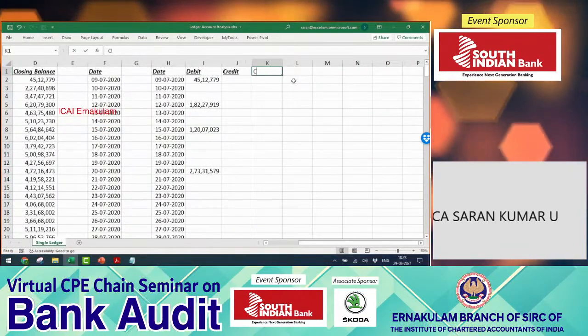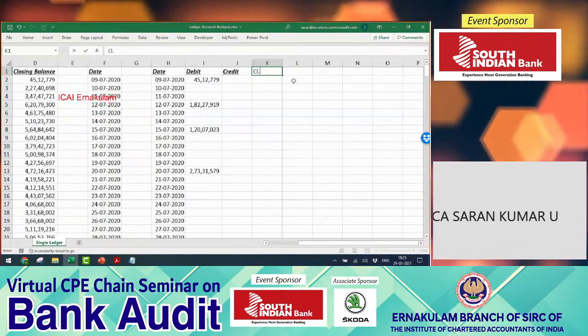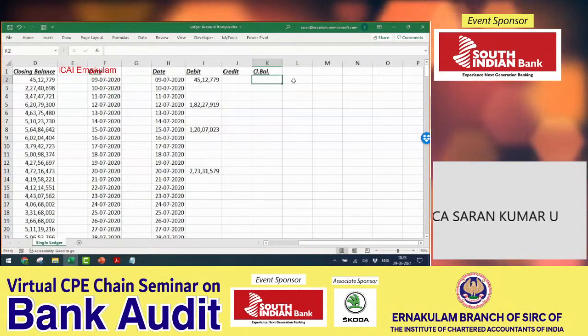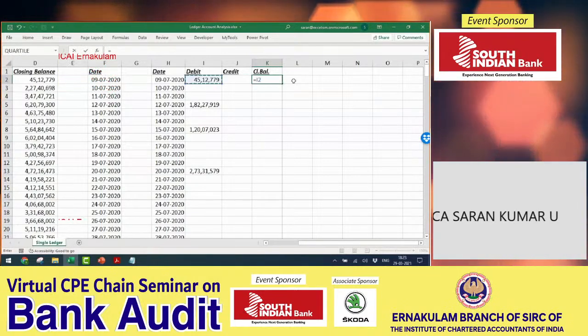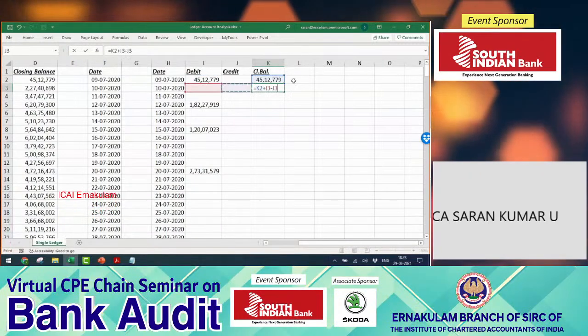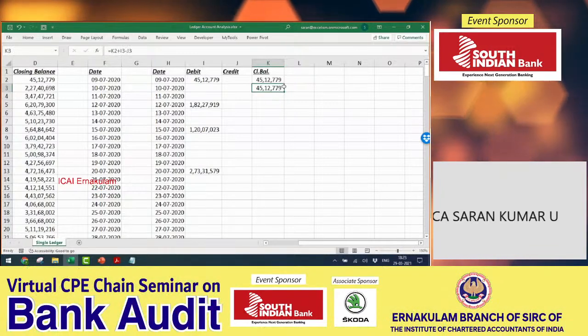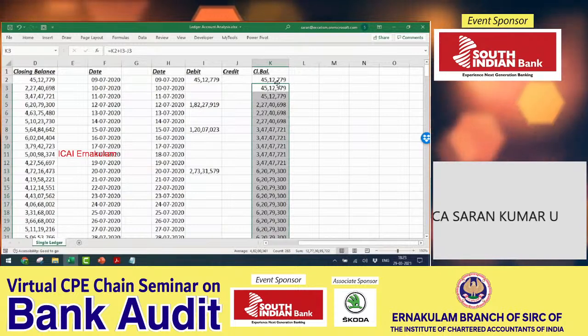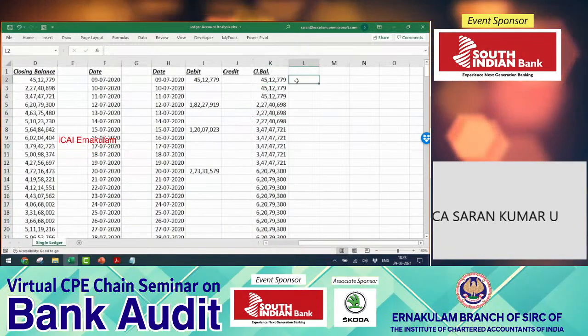Now let me have the closing balance. Let me have the closing balance equal to this minus this, then above cell plus this minus this, then you can simply copy and paste. Just copy and paste. This is the closing balance of every day.